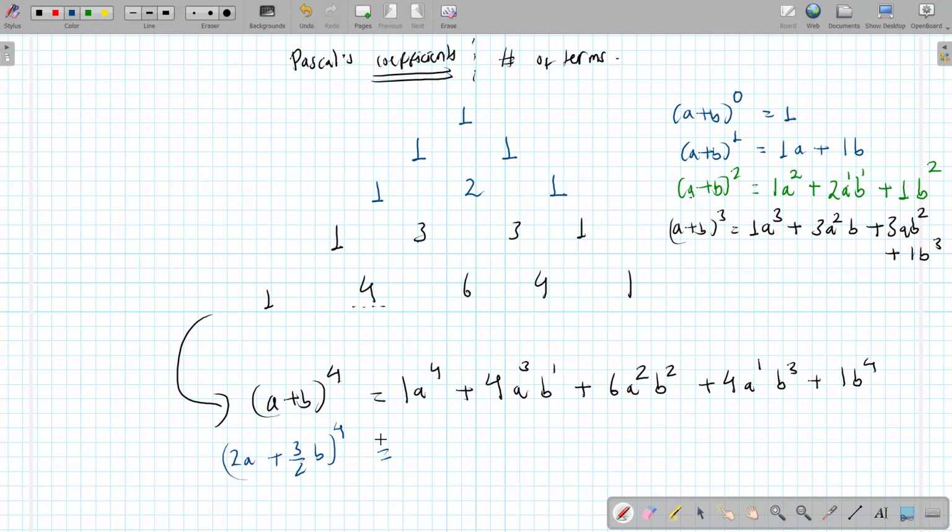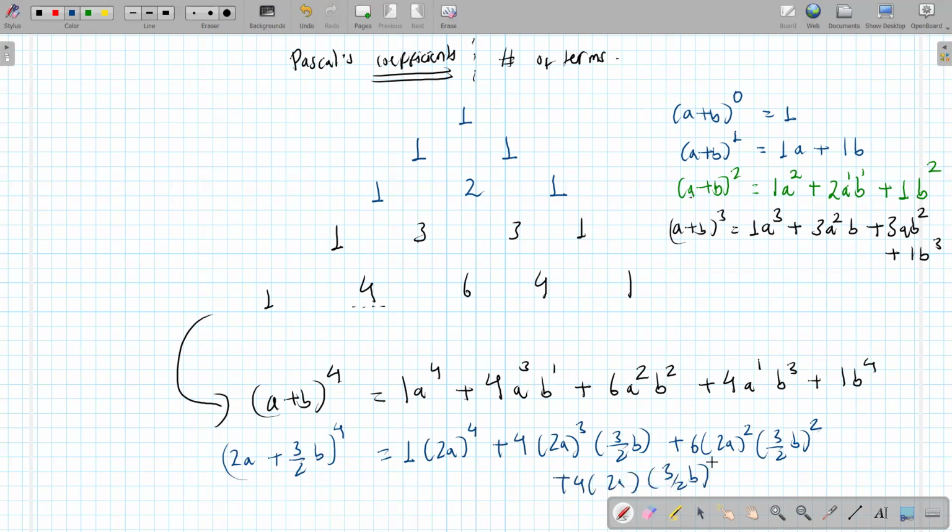Now the idea is the same. The first coefficient of 1 times the first term to the maximum power, plus coefficient of 4 times the first term to 1 power down times the second term to 1 power up, plus 6 times (2a) squared (3/(2b)) squared, plus 4 times 2a times (3/(2b)) cubed, plus 1 times (3/(2b)) to the 4.